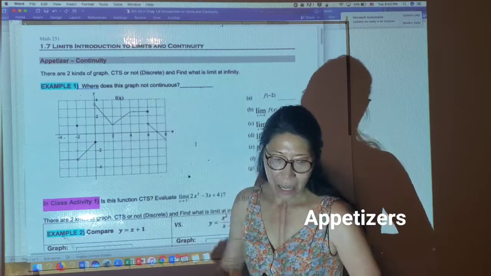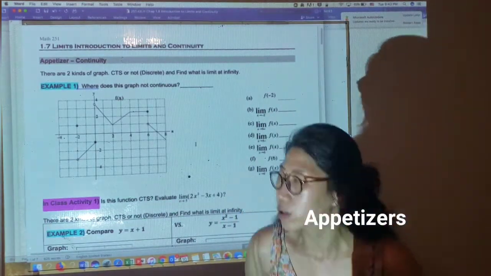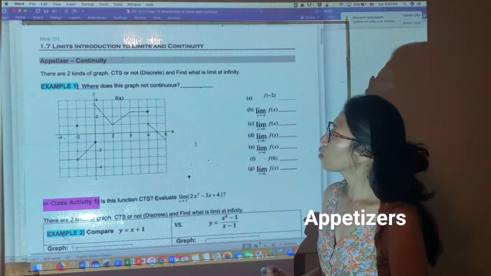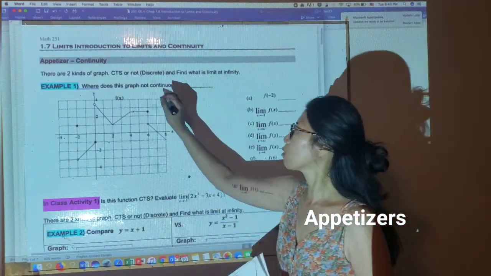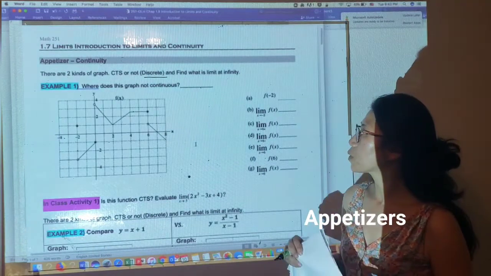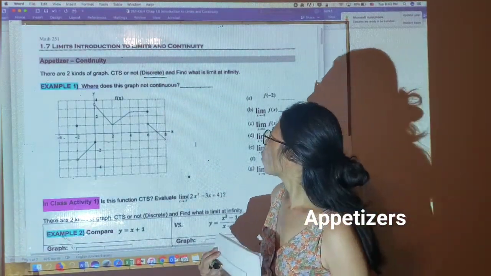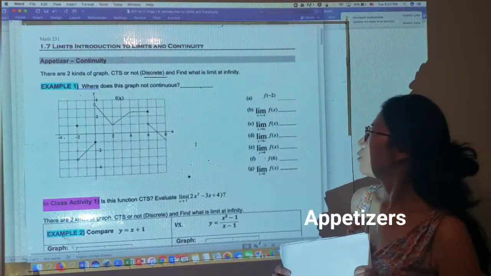If I put CTS, that means continuous. So there are continuous functions. Also there is a not continuous function, and another way that we say not continuous function is a discrete function. Those are the functions not continuous. And we are also going to find what is the limit at infinity today.